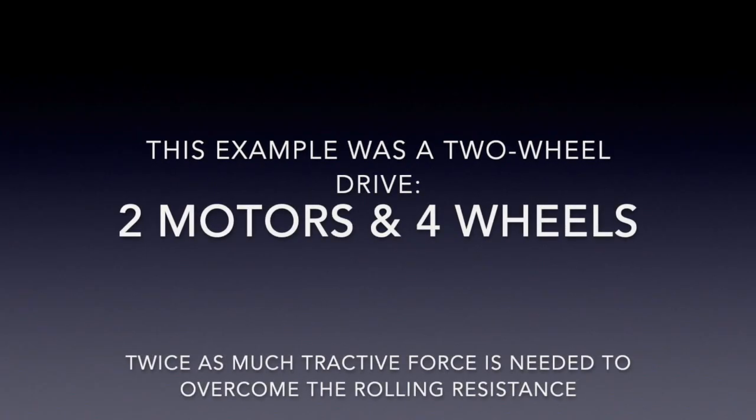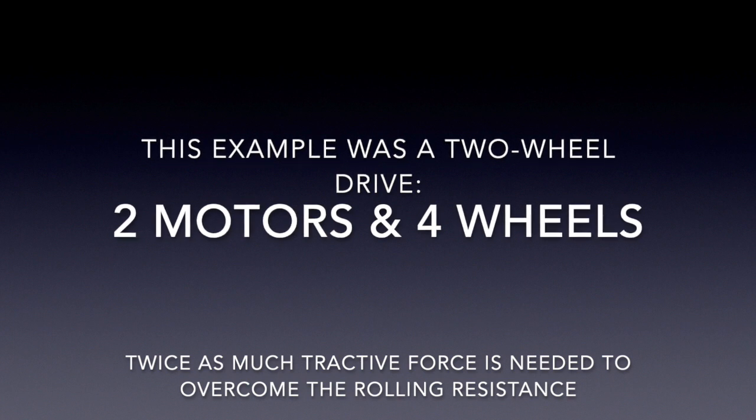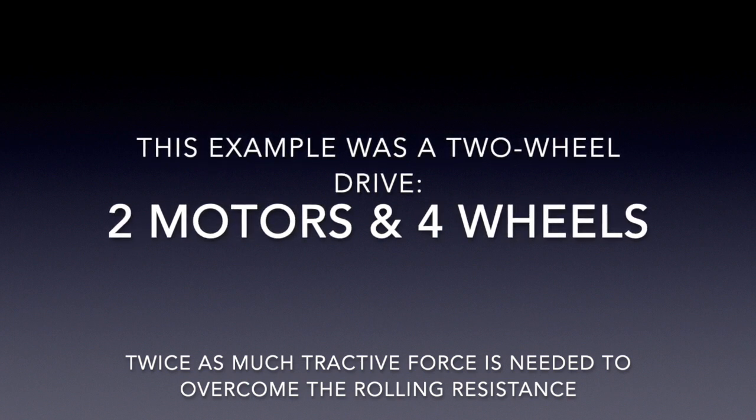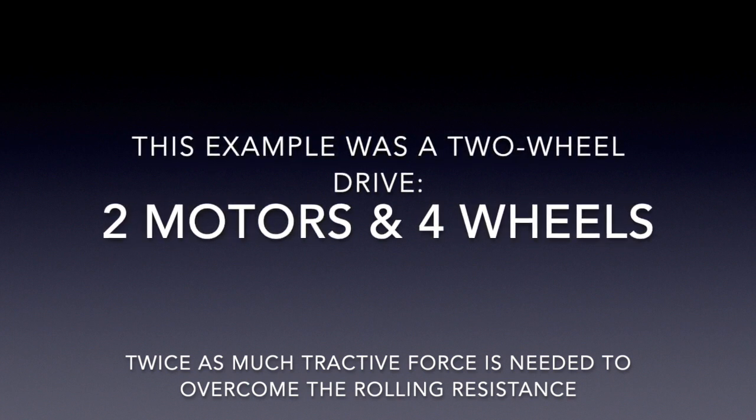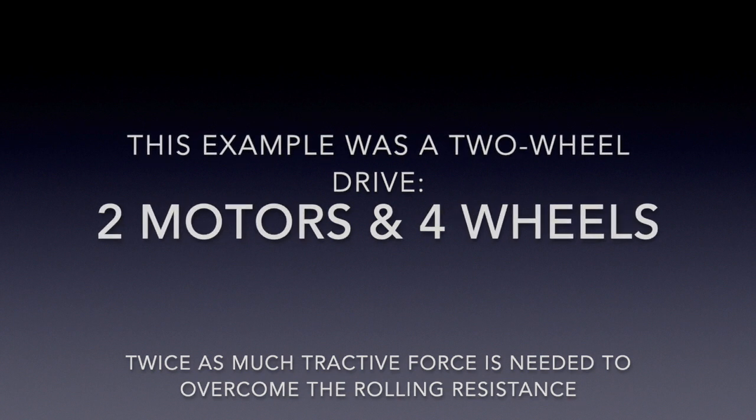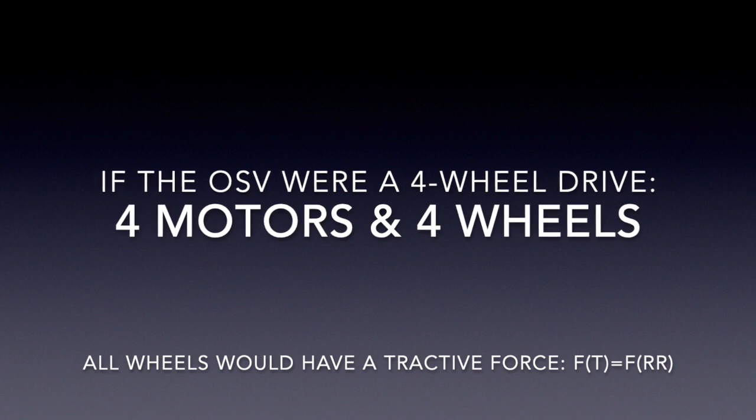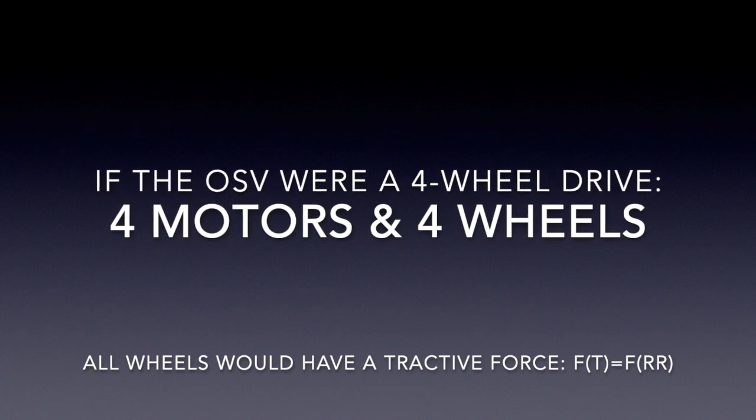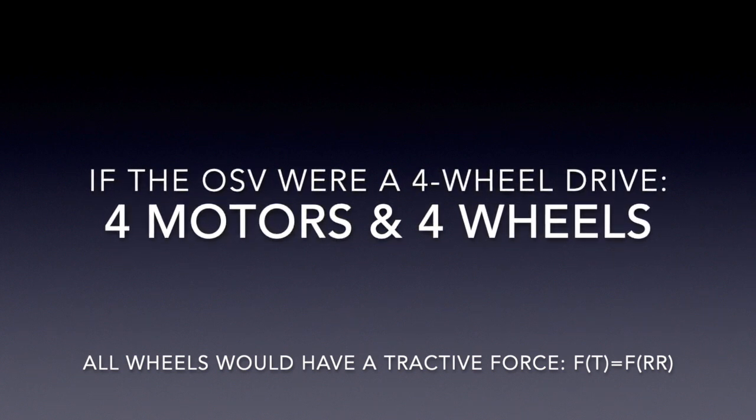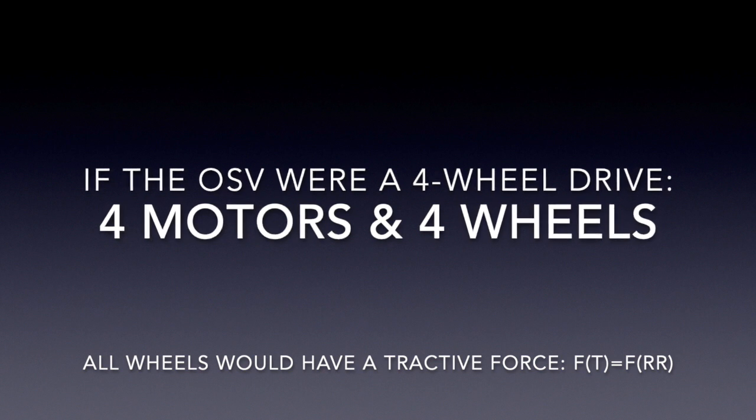The OSV previously discussed was a two-wheel drive, meaning that the tractive force is equal to twice the amount of rolling resistance. If the OSV were a four-wheel drive, meaning there would be 4 motors and 4 wheels instead of only 2 motors, then the tractive force would be equal to the rolling resistance.